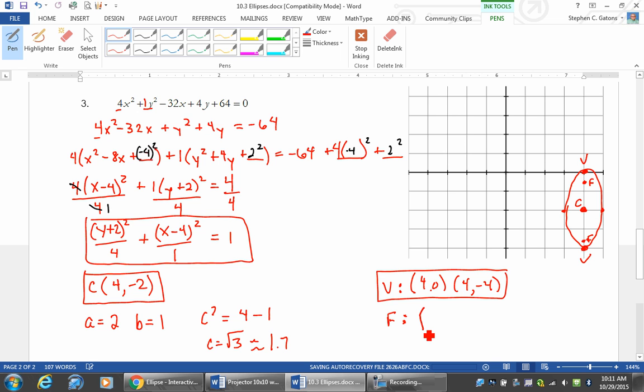We started at the center, and which one's going to change, the x or the y? The y. So the x does not change, but the y does. We started at negative 2, and we went up radical 3, and we went down radical 3.